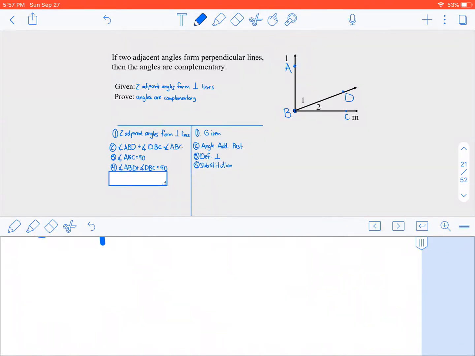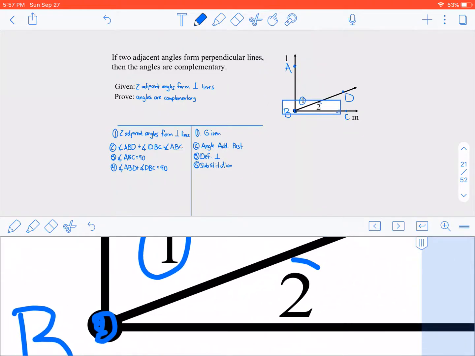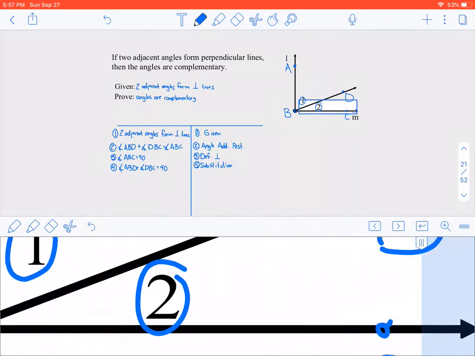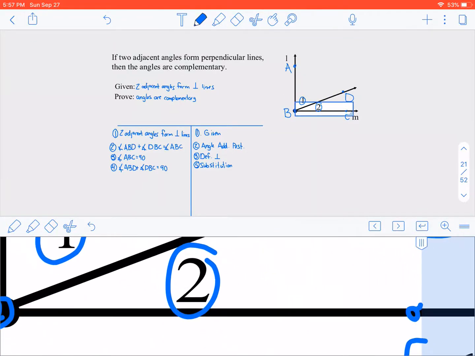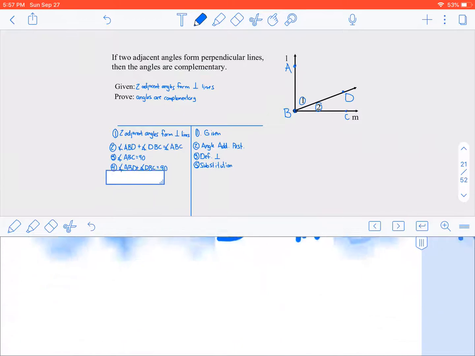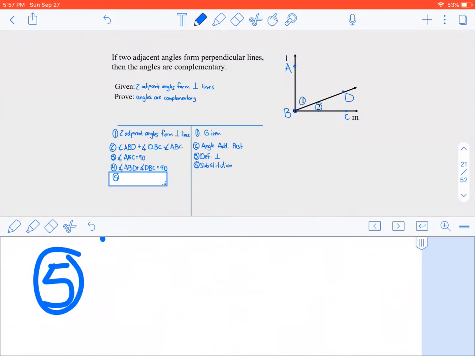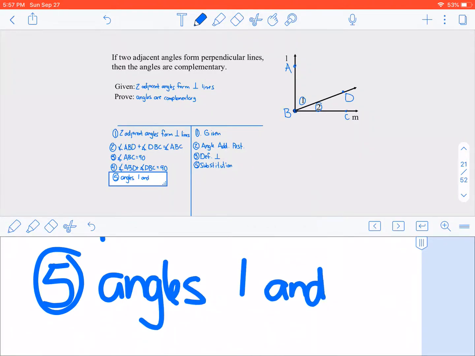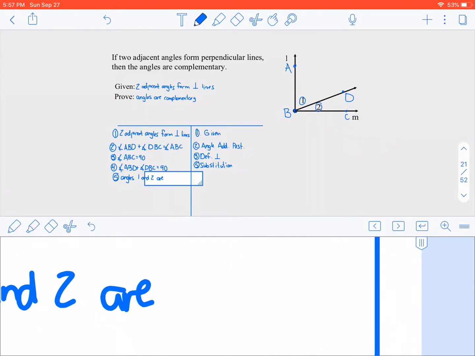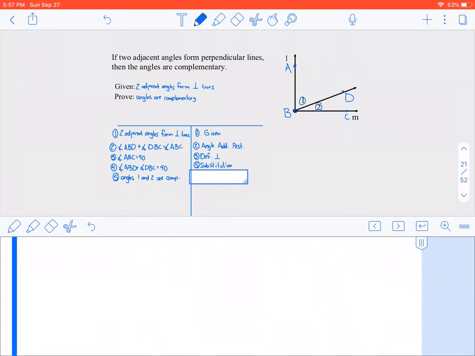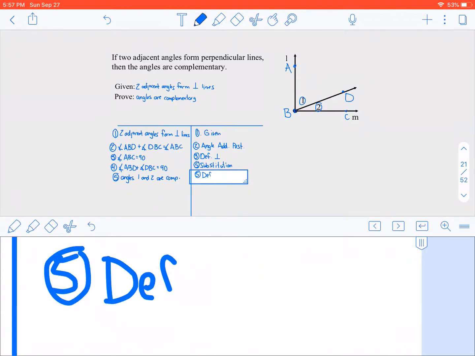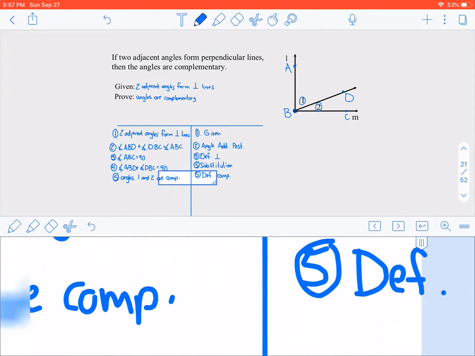Well, if this angle plus this angle equals this whole thing, and it says it adds up to 90, by definition complementary, that complementary means angles add up to 90, I can safely say that angles 1 and 2 are complementary. And how do I know that? Definition of what it means to be complementary, which means they add up to 90, which is what we just showed right there.